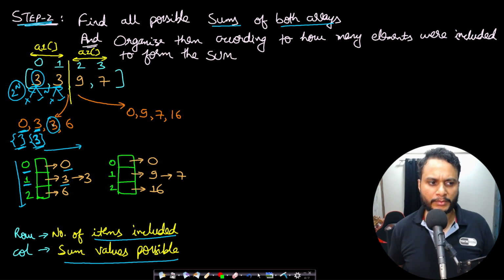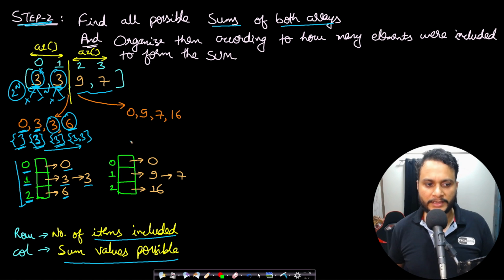Now the second 3 may have been formed by including the second one but not the first one. So in that case, again a single item was included. We got the same sum, that's fine, but a single item was included. Similarly for forming 6, we must have included both the 3's, right? So 2 items were included which are 3, 3, and therefore in row number 2 we will input the sum as 6.